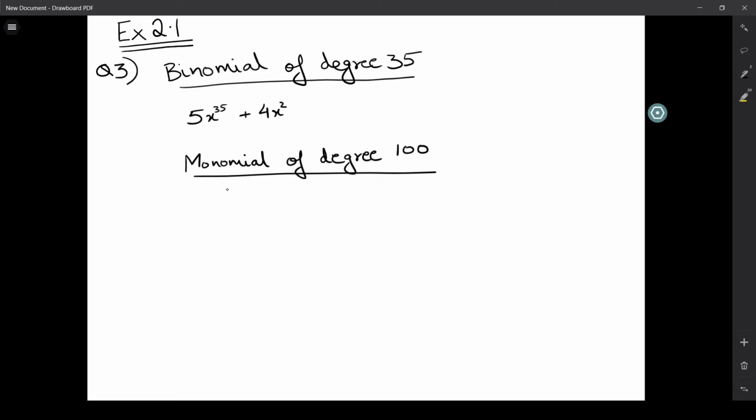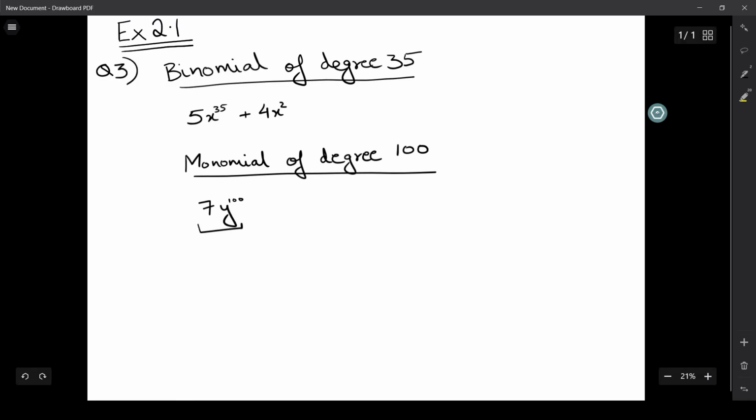Similarly, a monomial of degree 100 will be a polynomial with a single term. That's what a monomial means. And the highest power of the variable will be 100. So 7y to the power 100 is a monomial since it has a single term, and the power of this term is 100, making the degree of this polynomial 100. And that's the solution to question number 3.